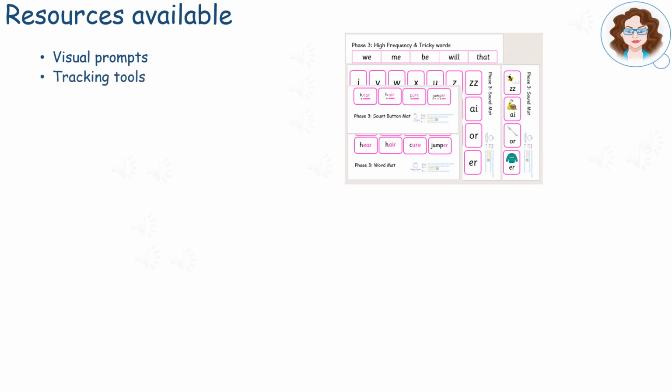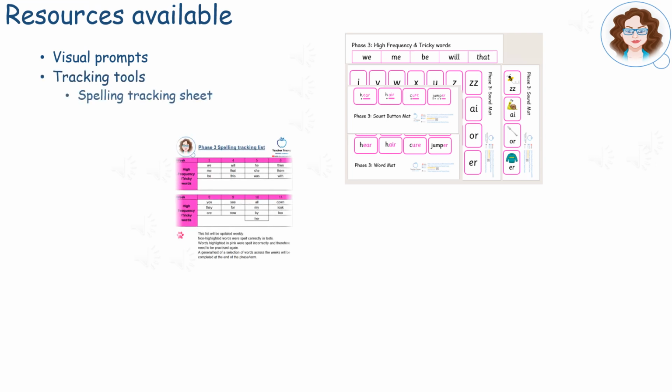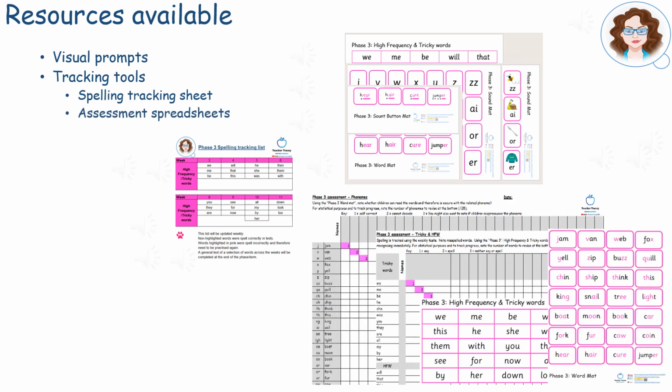A number of tracking tools have been created. The idea behind the spelling tracking sheet is to stick it in their workbooks and at the end of each week's spelling, highlight the words that need to be revised and retested. Assessment spreadsheets have been created to assist teachers to track phoneme and high frequency and tricky word recall. These auto-calculate as you populate them. As mentioned previously, the word mat and high frequency and tricky word mat tie into these spreadsheets to make assessing easier.